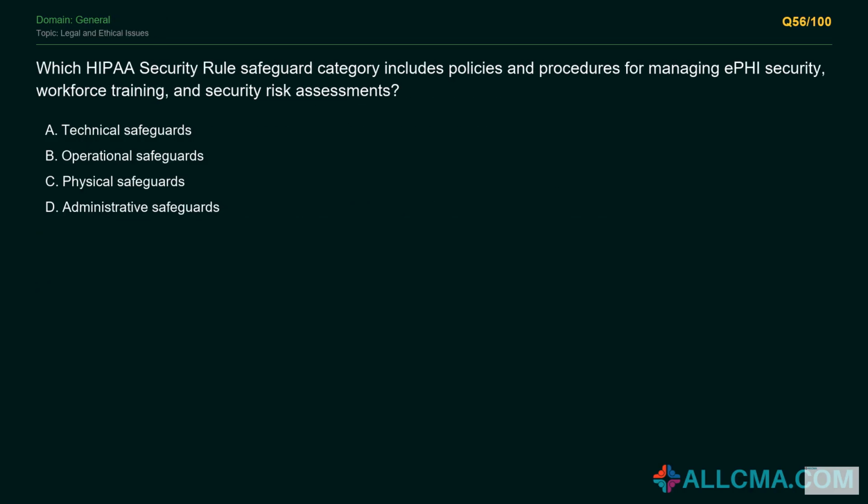Question 56. Which HIPAA security rule safeguard category includes policies and procedures for managing EPHI security, workforce training, and security risk assessments? Option A. Technical safeguards. Option B. Operational safeguards. Option C. Physical safeguards. Option D. Administrative safeguards.